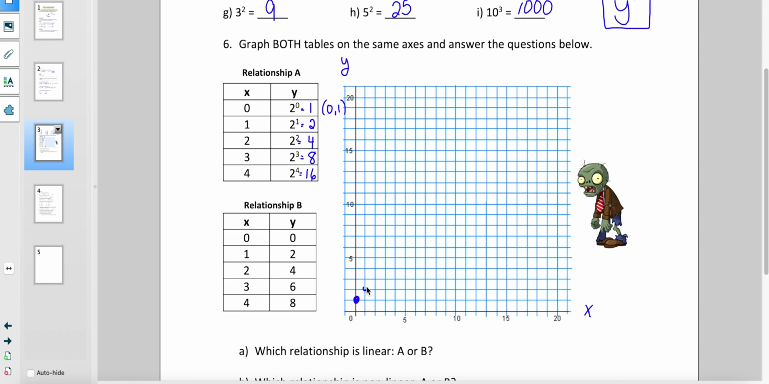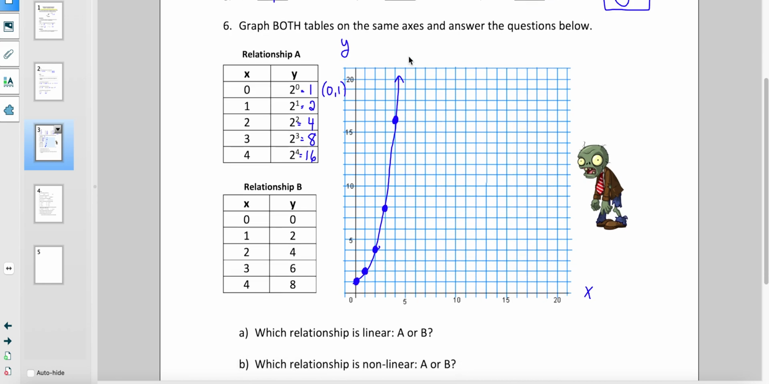So I'm going to go up 1. When x is 2, y is 4. So here's x is 2, y is going to be 4. When x is 3, y is 8. So way up here. And when x is 4, y is 16. So it's starting to grow really quickly. So we'll just kind of connect those with a curve there.